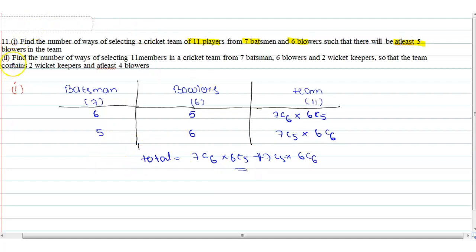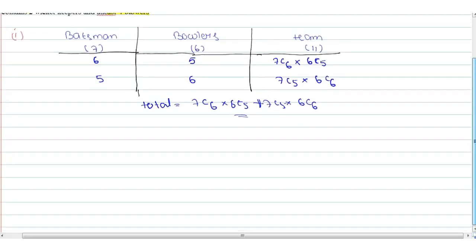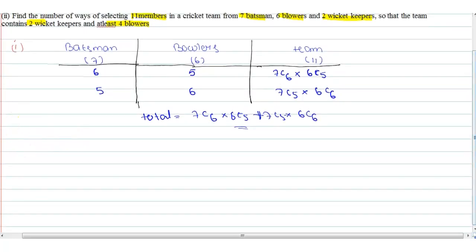And what is the second condition? The second question is like this. Find the number of ways of selecting a team of the same 11 members from 7 batsmen and 6 bowlers. Here there is a chance of 2 wicket keepers, so that the team contains at least 2 wicket keepers and 4 bowlers in the team. So here, coming to question number 2.